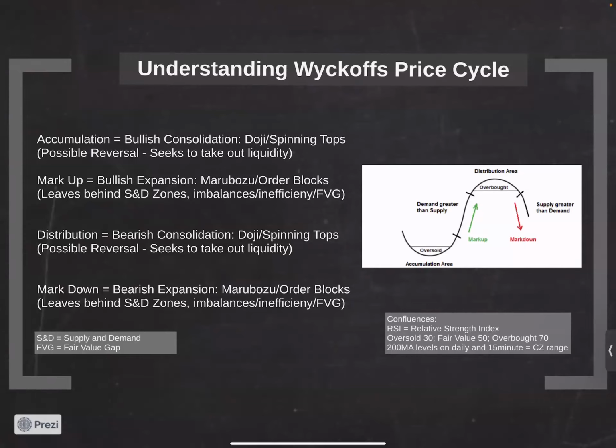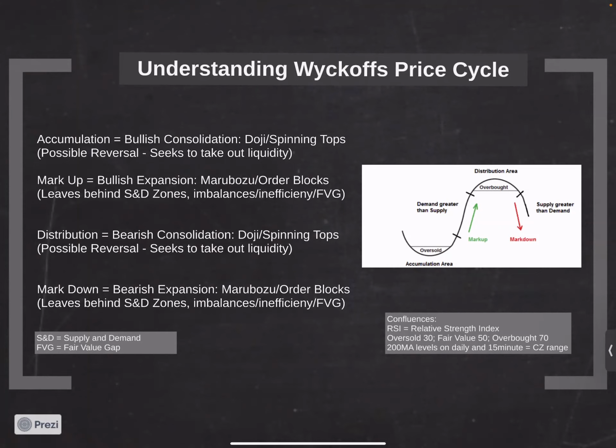Lastly, we have our markdown. We have our bearish expansion, which is where we'll see Marubozu candles, strong, long, bearish candles with little to no upper wick, indicating volume or momentum to the downside. All right. Now, these candles will leave behind supply and demand zones or inefficiencies that we can later target or model within our structure. Okay.